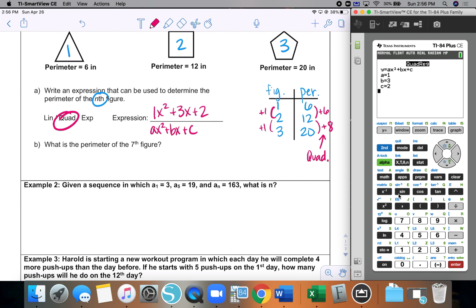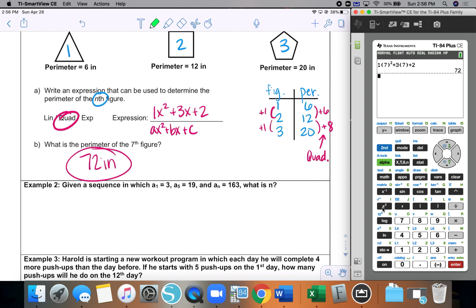Part B asks you for the perimeter of the 7th figure. So I'm going to type this in, but instead of using the letter x, I'm going to use the number 7. And I get that the perimeter is 72 inches.